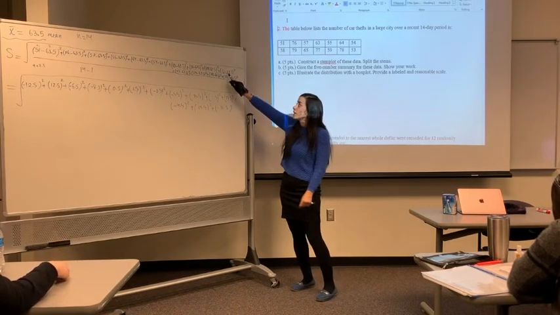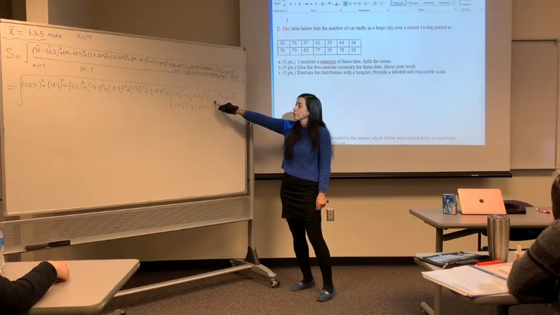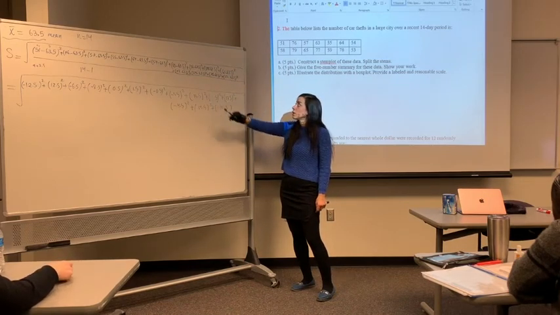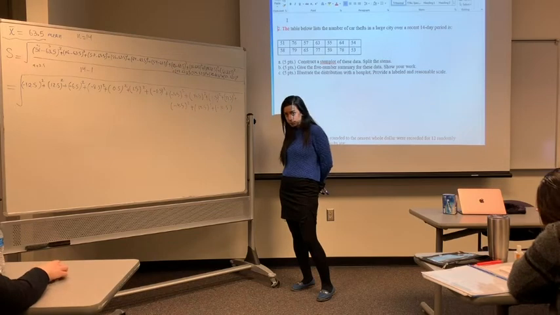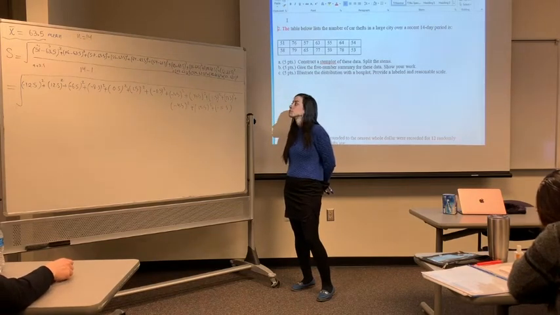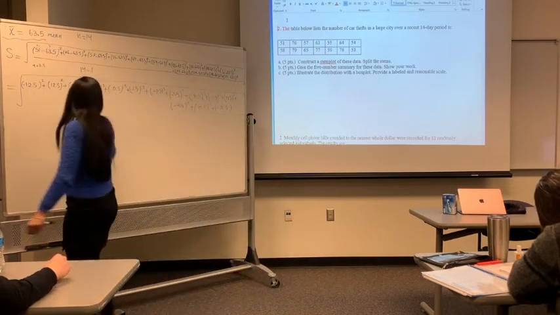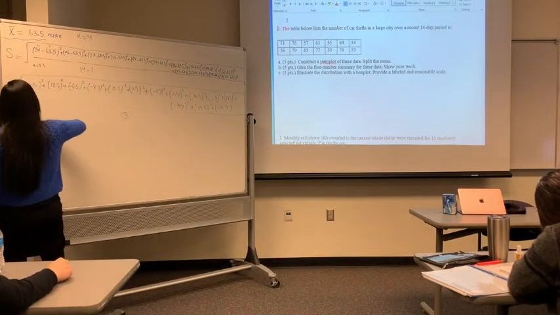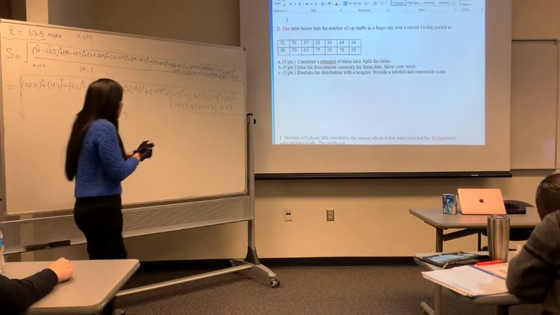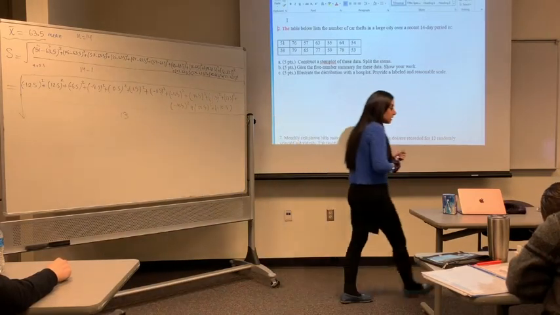So 65 minus 63.5 was 1.5, correct? Yeah, 1.5, and then divide by 13. Okay, so we will give up here. The rest is yours. So one thing about a standard deviation.